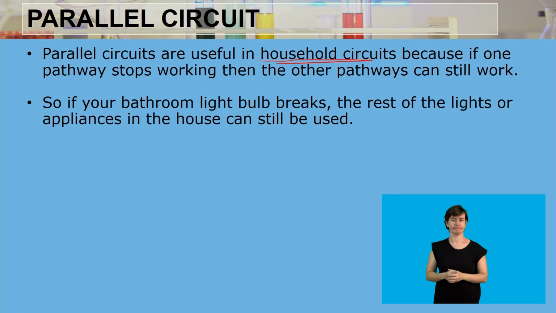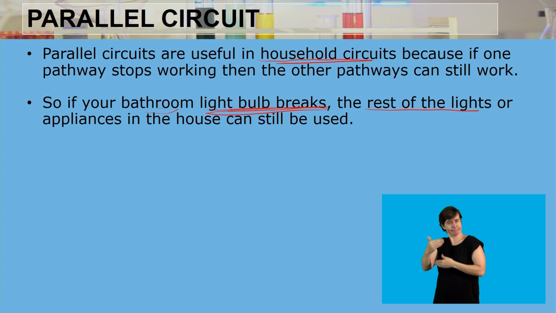So if the resistor on the first light bulb does not work, that means the current will choose a different pathway, which is now going to the second light bulb. Hence the two light bulbs can work independently. So we're saying this: if one of the light bulbs at your house breaks, in this case a bathroom, the rest of the lights or the appliances in the house can still be used.